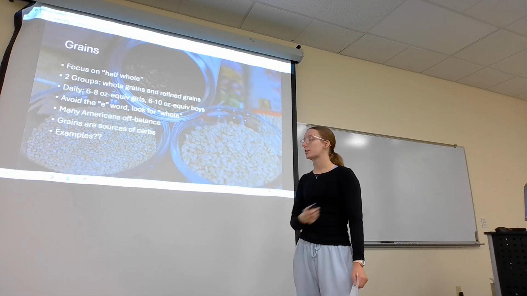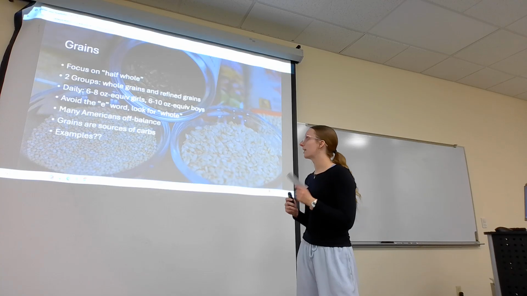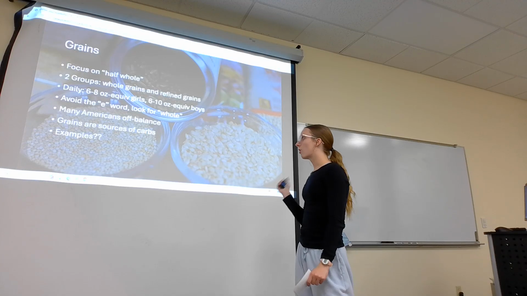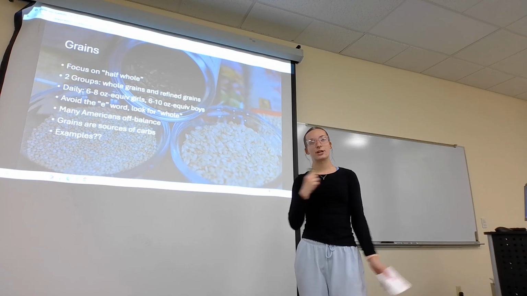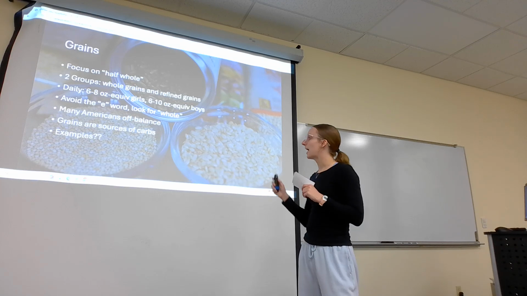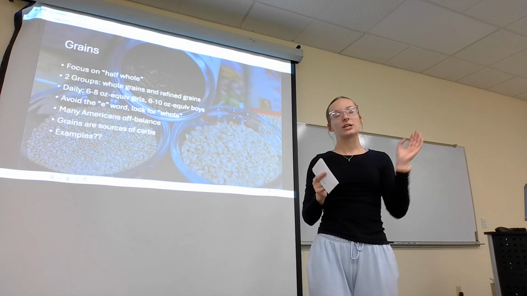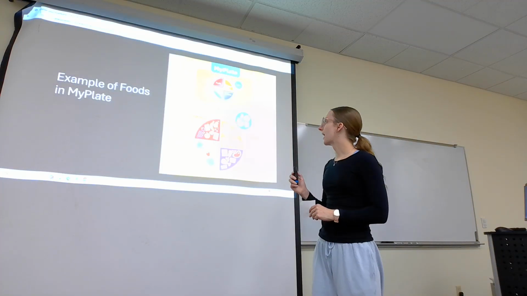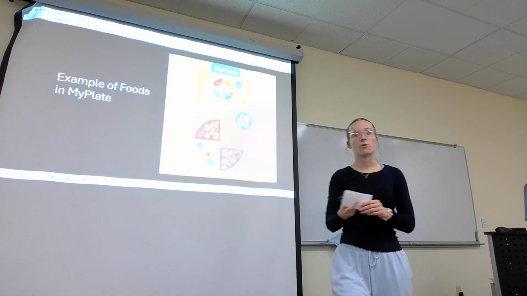I'll highlight how many Americans are off balance with their grains because we get too many refined grains than whole grains in our diet. And grains are an excellent source of carbs. So if you're looking to carb load as athletes, I know me as a swimmer, it's important for me to carb load before a swim meet because I use a lot of carbohydrates when I swim. And then right there at the bottom, examples, that's where I would have an example of a grain from each of my students. I go through that with protein, dairy, and then we get to the end where we show each other what our examples of our own MyPlate were.